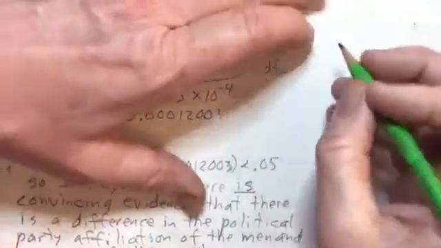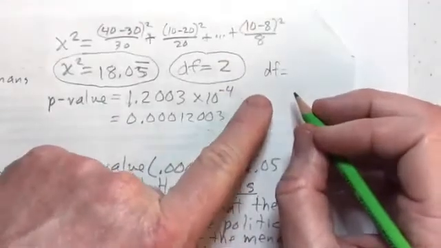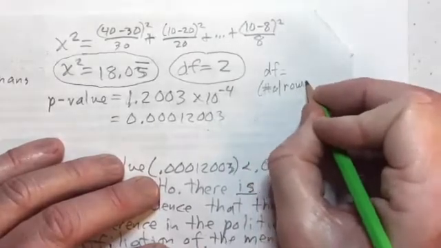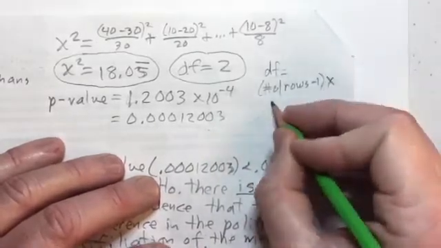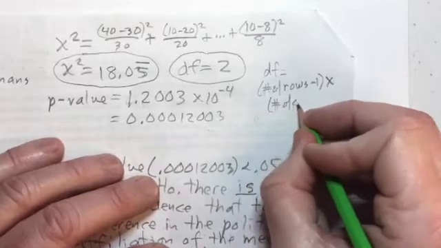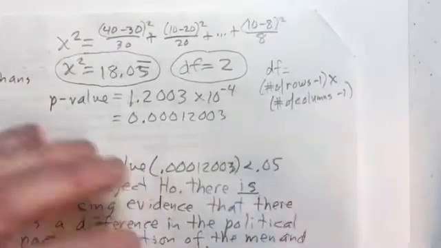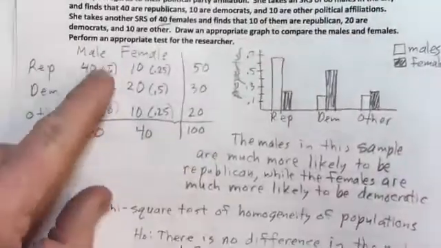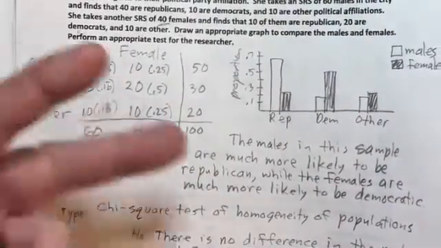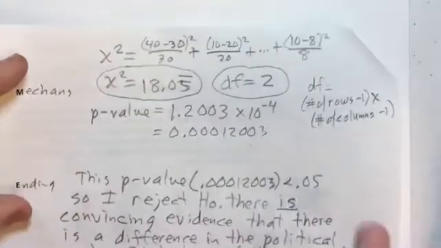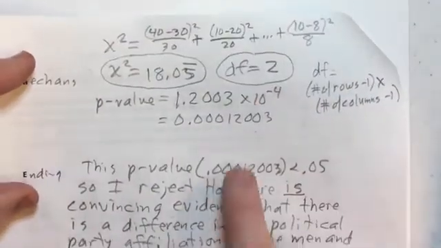Degrees of freedom for a two-way table, for a two-way problem, is number of rows minus 1 times number of columns minus 1, okay? So in this particular case, we have 3 rows and 2 columns. So 3 minus 1 would be 2, and then 2 columns would be 2 minus 1 would be 1. So this is 2 times 1, which is 2. So that's how that was gotten. And so we have our low p-value.